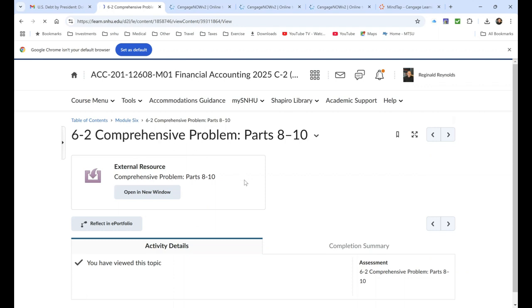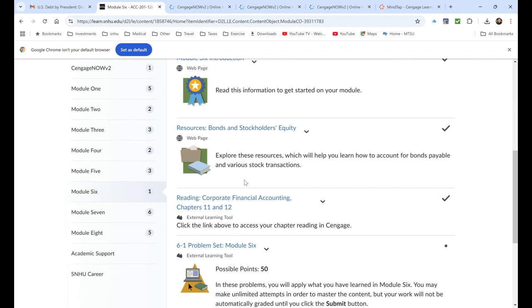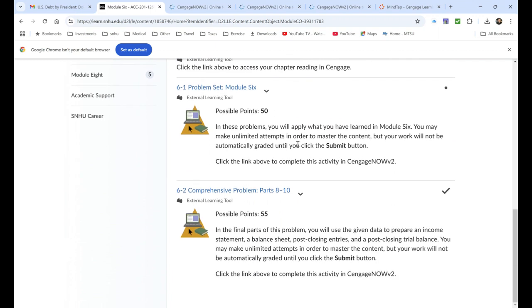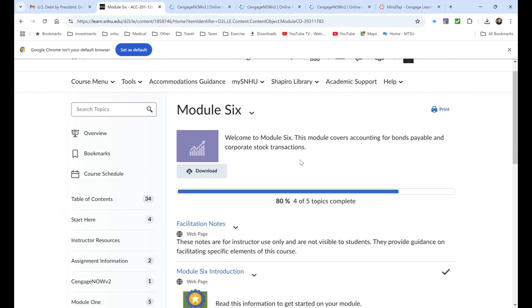So that really is for Module 6. Again, you're continuing on the problem that you've submitted and worked on for a while. And now at the end of this week, you'll be three-quarters of the way through and well on your way to finishing this course.